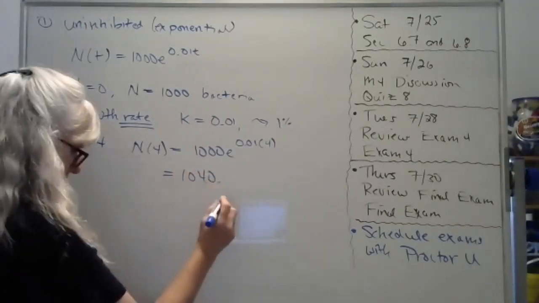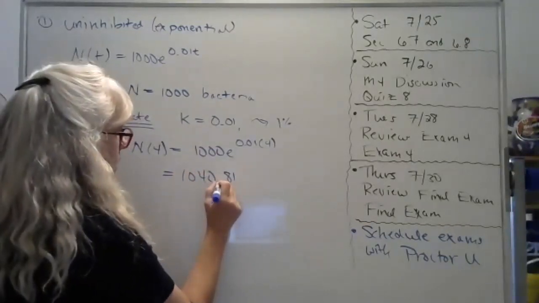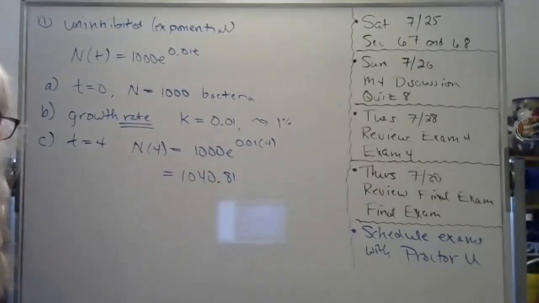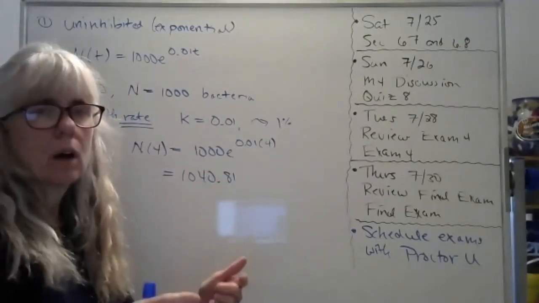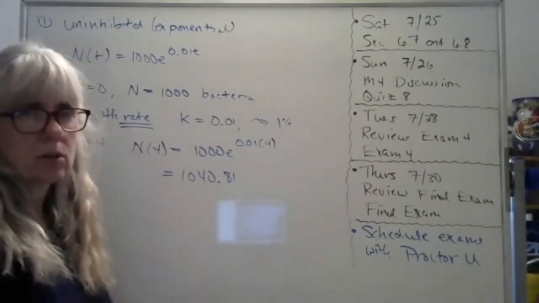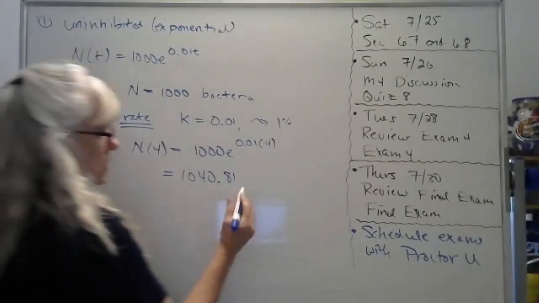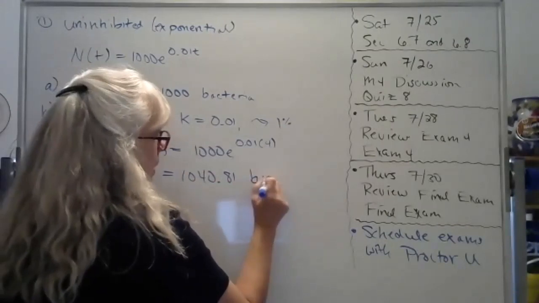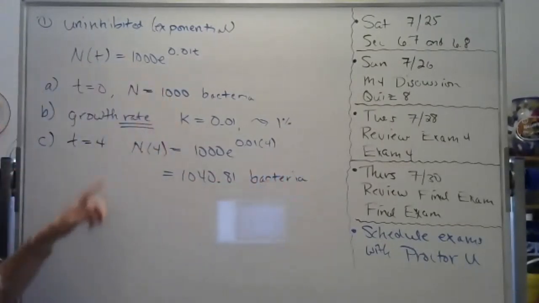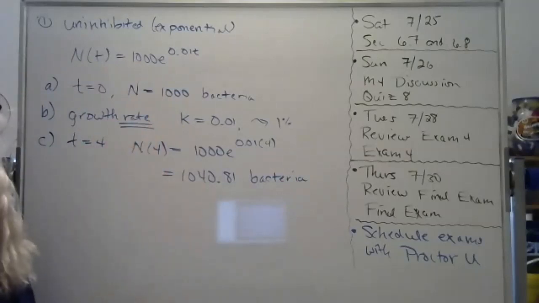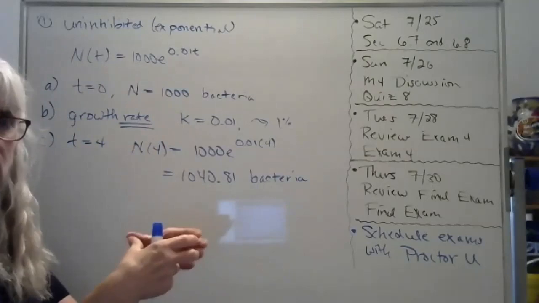1040.81. Yeah, and for some reason it disturbs me to report a part of a bacteria. So, be careful on the homework. Make sure you follow their rounding directions. We'll carry the decimals here, but watch out for what the computer program is asking you to do. But yep, within 4 hours, we've gone from 1,000 bacteria up to 1,040 bacteria. That's quite a few. You've gained 40 bacteria in your little culture dish.